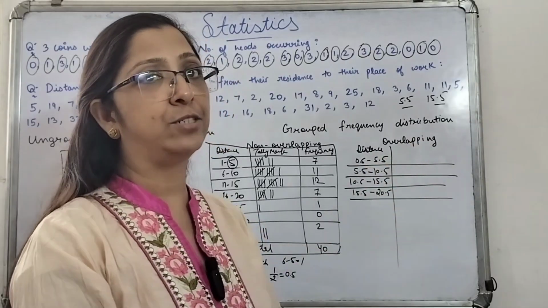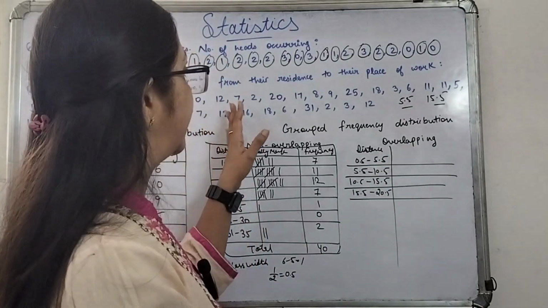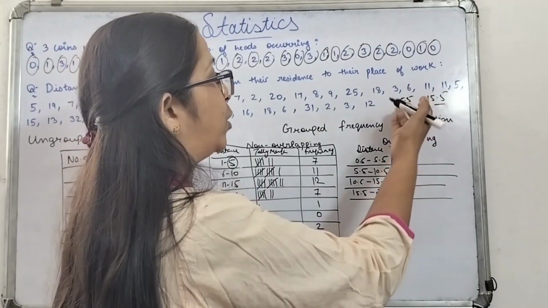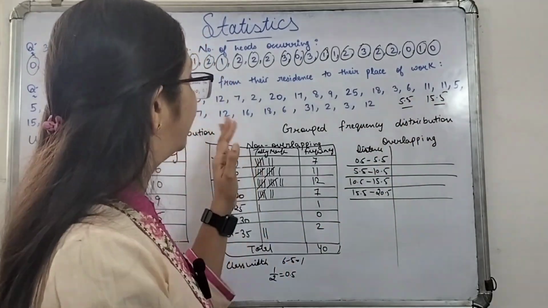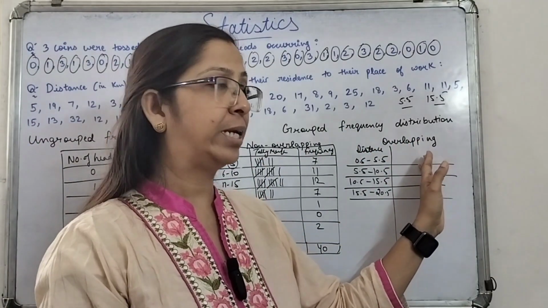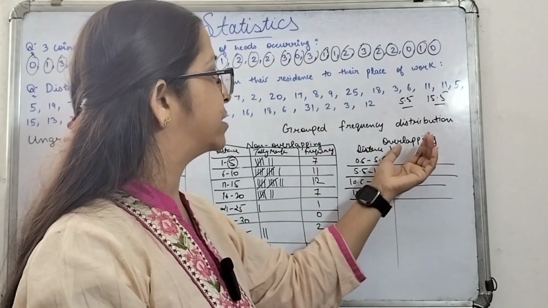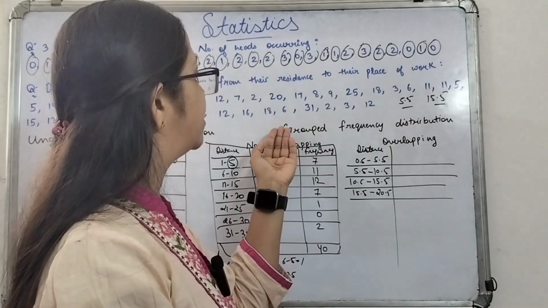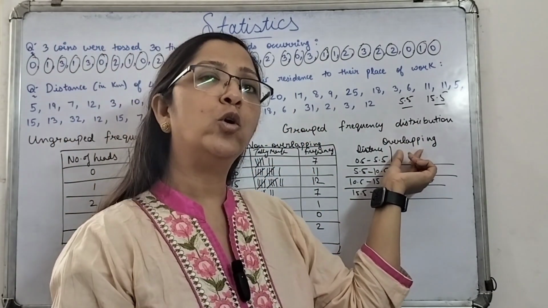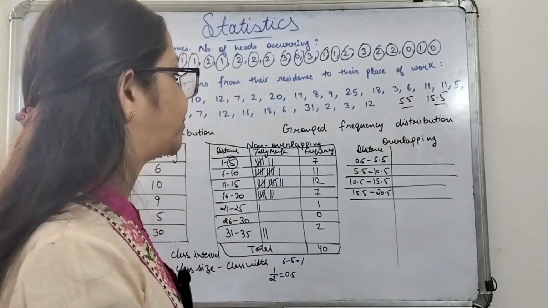overlapping type of class interval. Generally we represent the data in overlapping type of class interval only, because whenever these types of problems arise, we have to convert this non-overlapping type of class interval into overlapping type of class interval. That's the reason in most cases we prepare our grouped frequency distribution table in terms of overlapping type of class interval only.